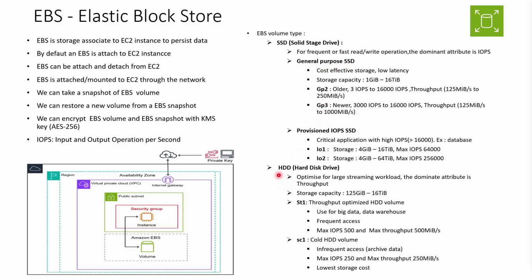For the HDD, it is optimized for applications that need large streaming workload, and the dominant attribute is throughput. For example, we choose ST1 for big data applications and data warehouse, and when you have frequent access. We choose SC1 for applications that have infrequent access, for example, archive data.